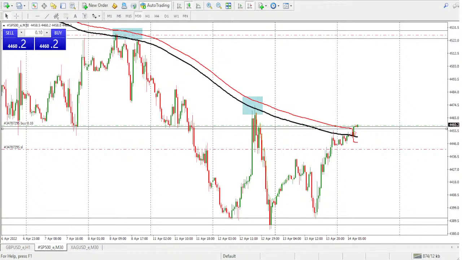So as I was saying, this here is also a good place to look for a buy from. If the price can come back down and touch any of these two levels, then that's going to give us the best place to look for a buy from.